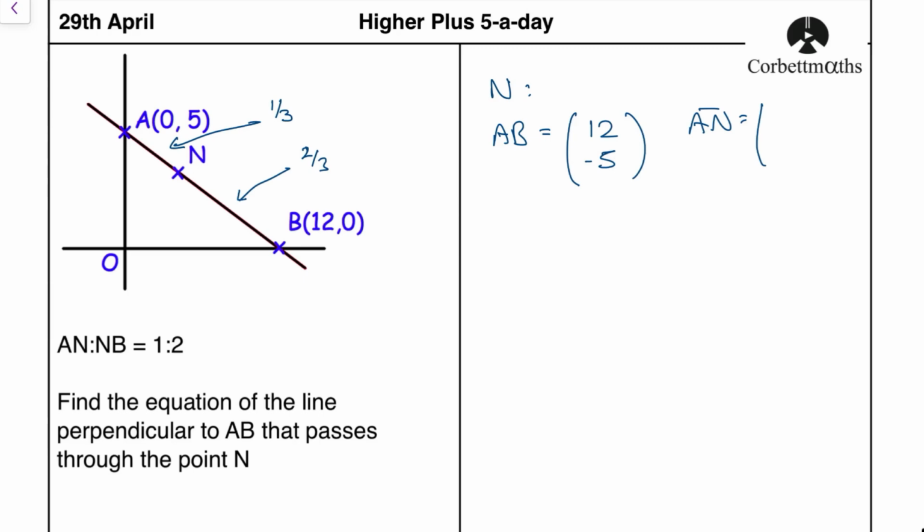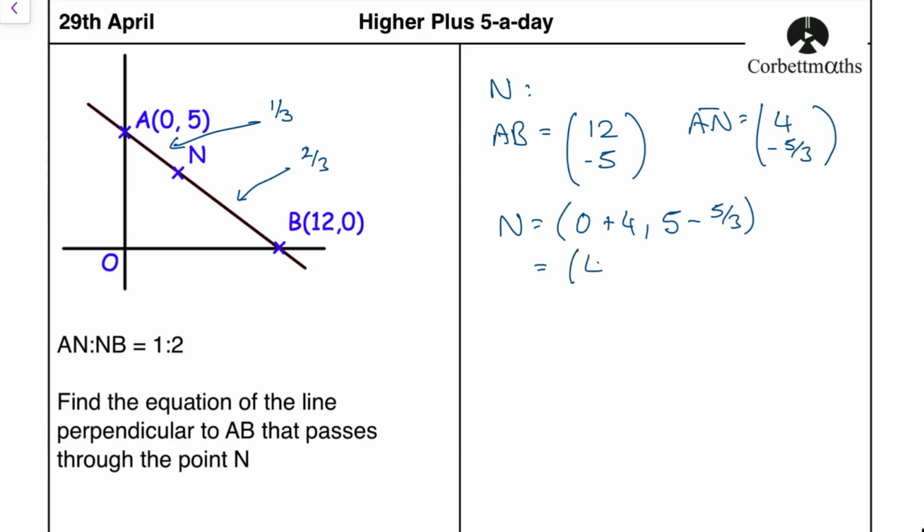So it's going to be a third of that, so a third of 12 is 4, that's easy enough. And a third of minus 5 is minus 5 over 3. So not a great number, but it is what it is. Which means that N is going to be the x value, which is 0 plus 4, and the y value, which is 5 minus 5 over 3. So let's neaten that up.